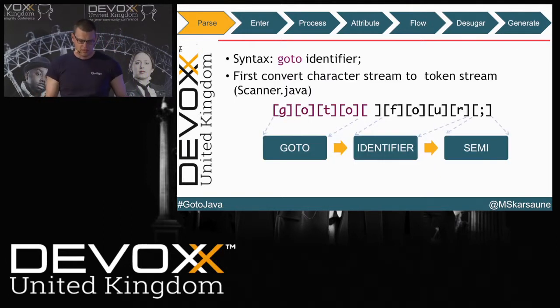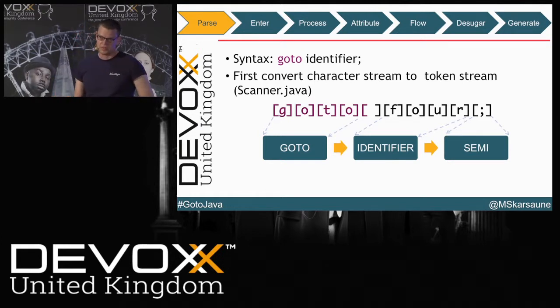And we divide this again into two parts. The first part is often called scanning or lexing. So we see we have our syntax here. We want to support the syntax goto, some identifier, and then a semicolon. And what the scanning does is you have this sequence of characters that make up your program, and the scanning will then turn this into some higher level structures.